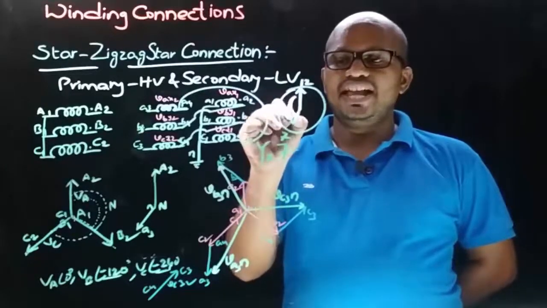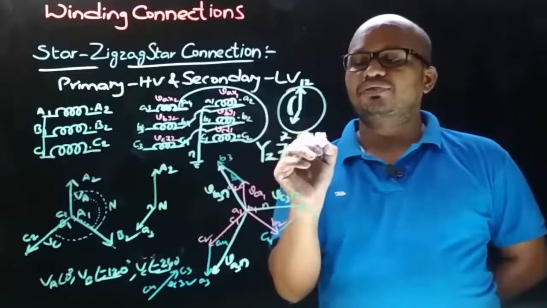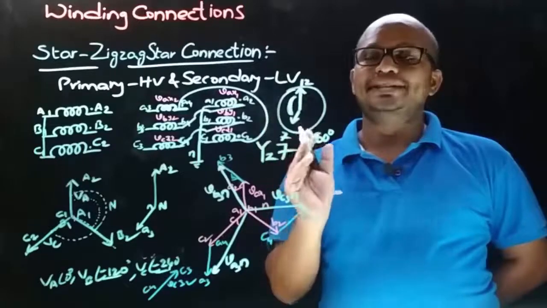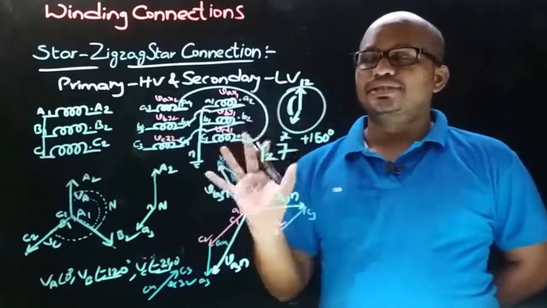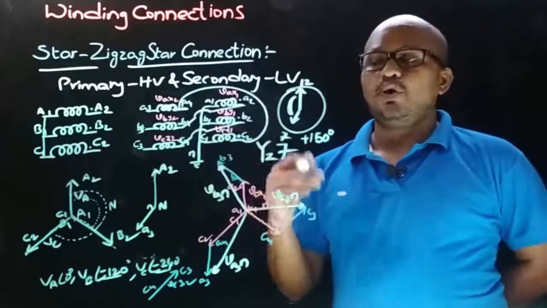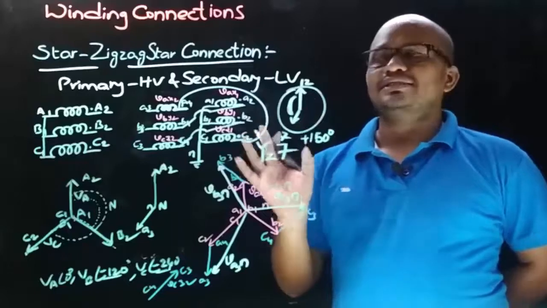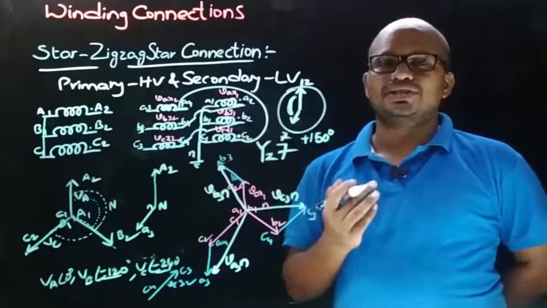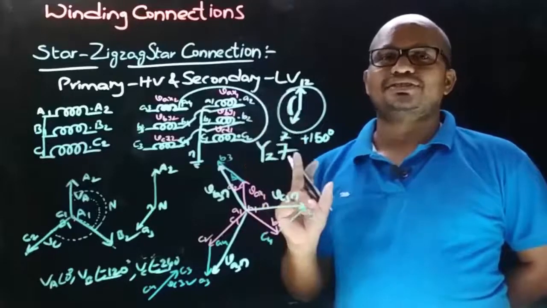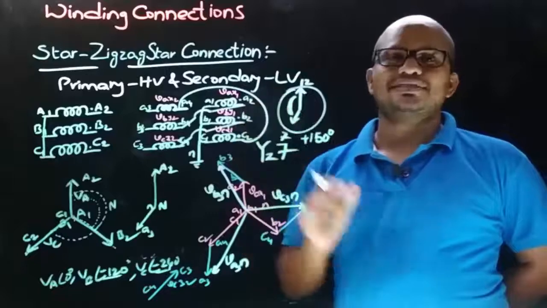If you measure in anti-clockwise direction, then the angle is plus 150 degrees, and if you measure in clockwise direction, it will be minus 210 degrees. So this is the second possible connection of star zigzag star connection, from which we got a phase displacement of 150 degrees. Star zigzag star connection has 4 possible connections, and of that we discussed the 2 main possible connections. So this is about star zigzag star connection.